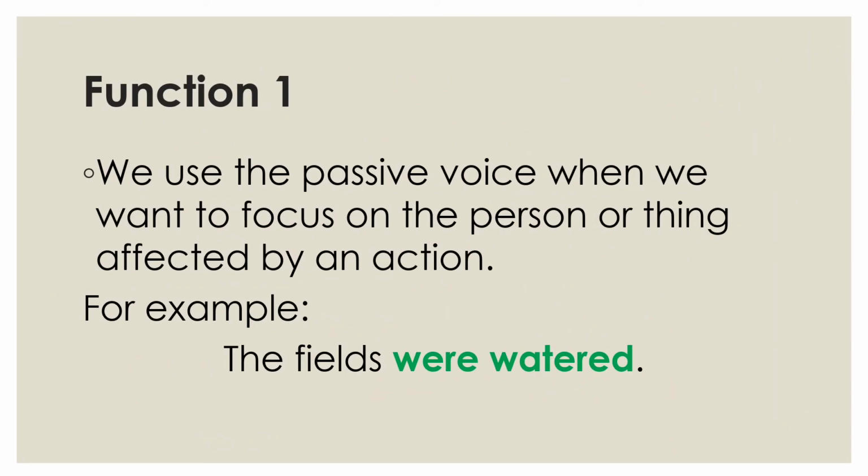Now let's look at the functions. Function number 1. We use the passive voice when we want to focus on the person or thing affected by an action. The fields were watered. Now in this sentence, who watered the fields is not important, and that is why we have used the passive. And when we see it in a continuous prose, probably the topic of the whole paragraph would be the fields. So what happens to the fields? So that is the main focus, and therefore we have used passive to make the fields the subject of the sentence.